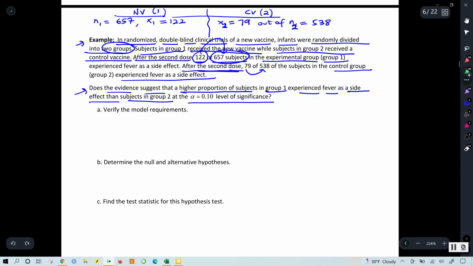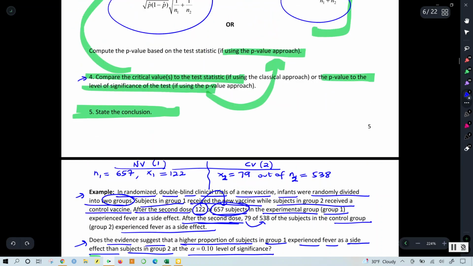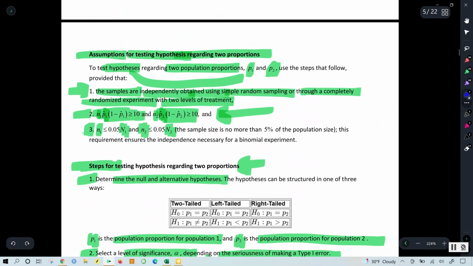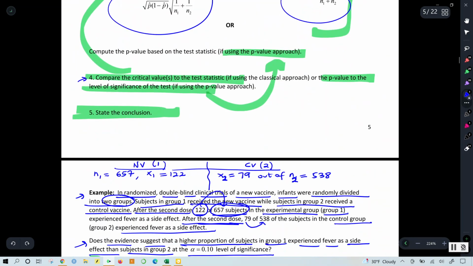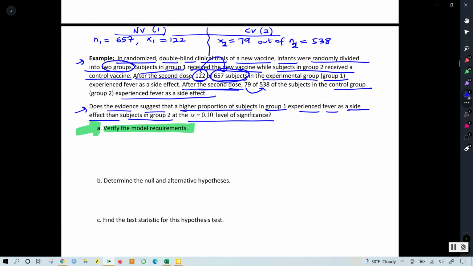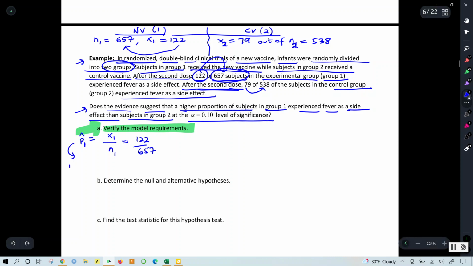In order to answer this question, the first step is always to verify the model requirements. Those were stated earlier when we said that we always needed to verify the model assumptions or requirements. All right, so let's go ahead and work on that. First of all, we're going to need P1 hat, which is always X1 divided by N1, or 122 out of 657. And we're going to need that to check what the value of N1 times P1 hat is.